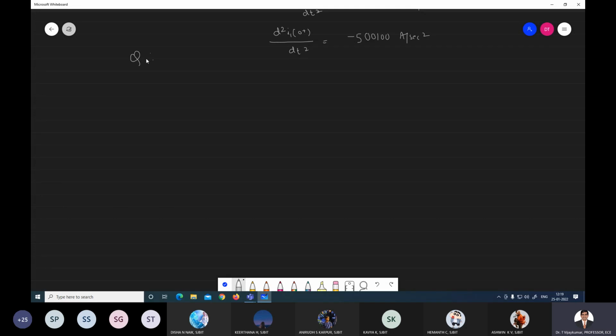Next question. In the circuit shown, switch K is closed at t is equal to 0. Find VA(0 minus) and VA(0 plus).